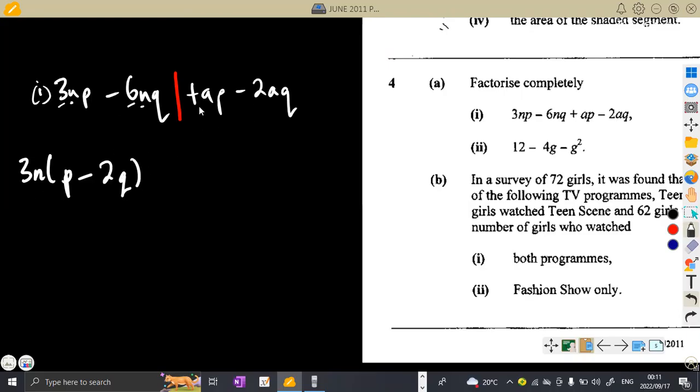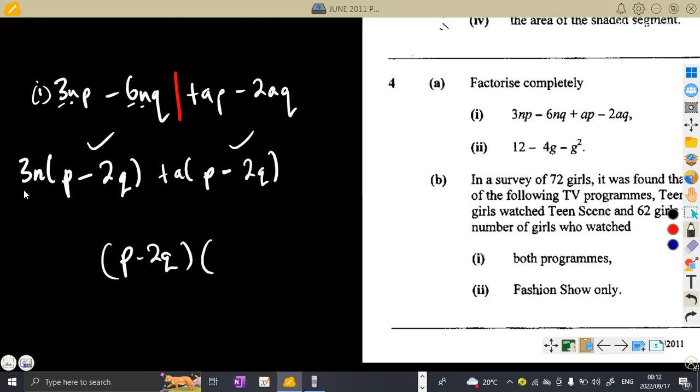All right, plus here, so that we are going to have the same bracket, it's going to be plus A. AP divided by A, the A and the A will cancel, which means you remain with P, minus 2AQ, the A and the A will cancel, which means you're going to remain with 2Q. Okay, so the brackets are the same here. So I'm just going to factor out the common bracket, which is P minus 2Q, and I'll be left with 3N plus A. So in another bracket, I'm going to write 3N plus A. So that was the concept.